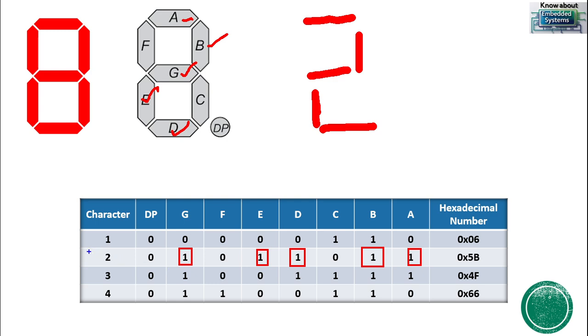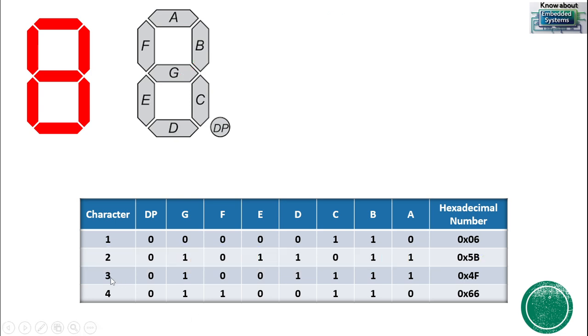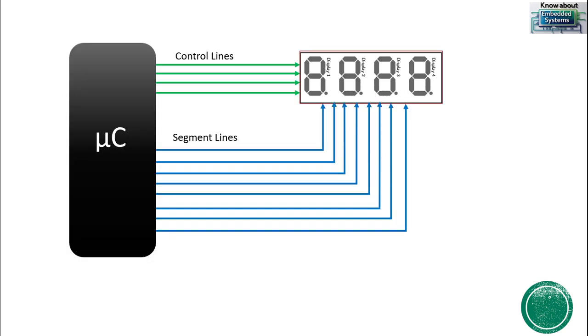Again, write it in a binary format, and later you can divide it into hexadecimal format. So when I write it, I'm going to get 0 1 0 1, then 1 0 1 1. When you write it in hexadecimal format, it is 5B. Similar to that, you can write it for 3, and you can also write it for 4. Okay, so in this way you can decode 7-segment display characters.